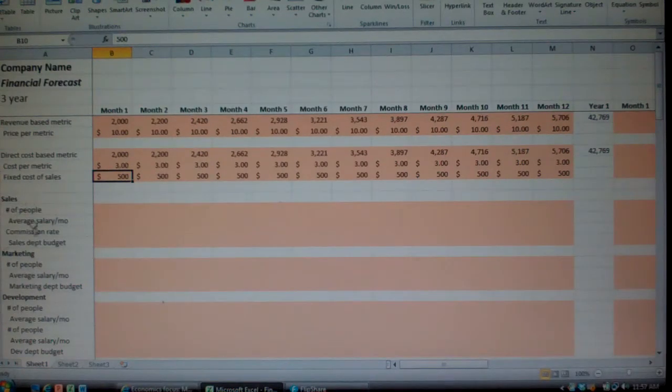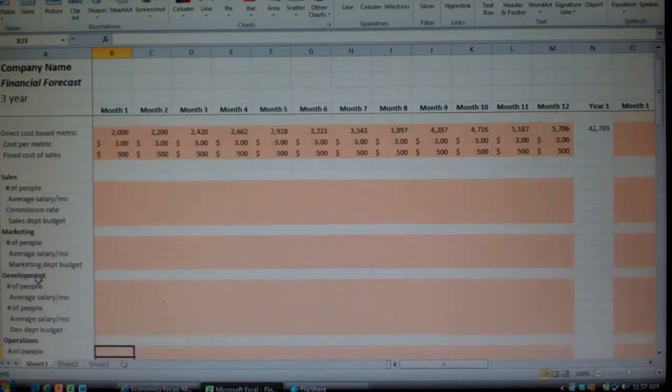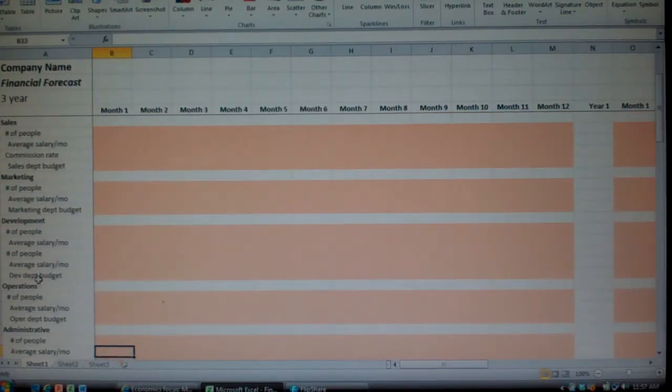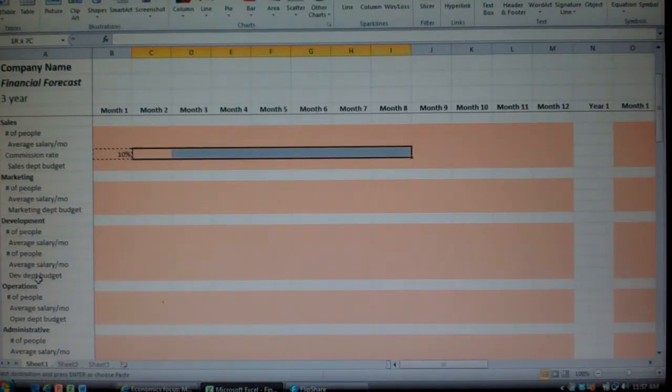Then you see we have departments, right? You have your sales department, marketing department, development, operations, and administrative. So thinking through this, you have to go back to your business model, right? How is it that I'm selling this? Do I have a direct sales force or not, right? So let's say you don't have a direct sales force, but you are paying a 10% commission to channel members.